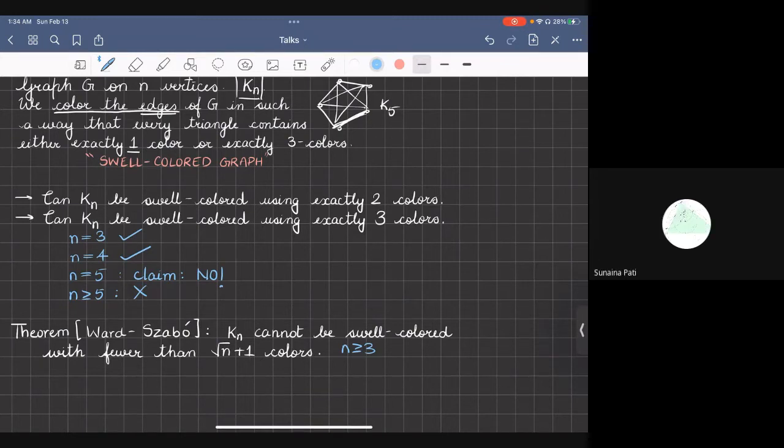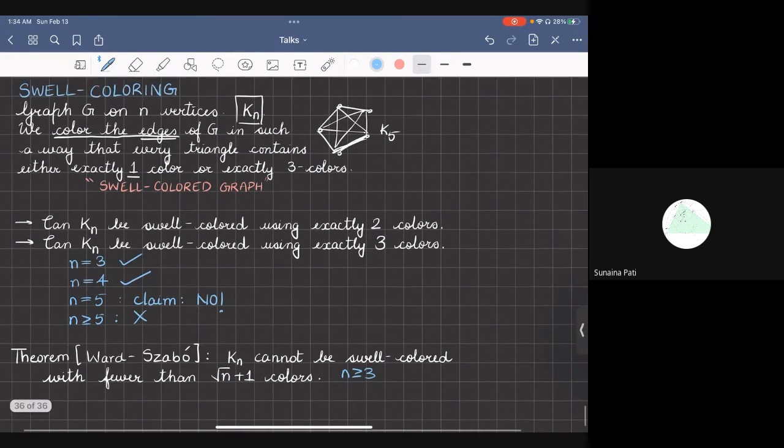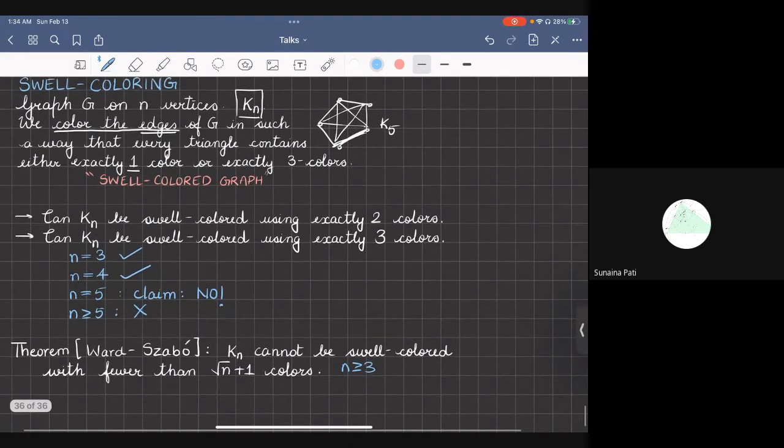I had a question. Does this theorem imply that if you have more than root n plus 1 colors, then you can swell color the Kn? It doesn't actually imply it, right? So the converse isn't true yet. Yes, you're right that we haven't shown that root n plus 1 is the best in some sense. It could be that even root n plus 1 colors isn't enough. But we'll see how that goes.